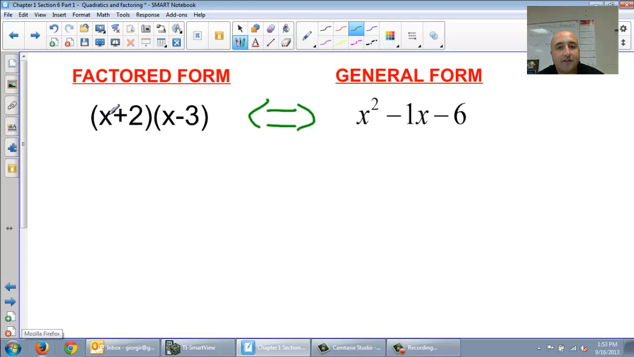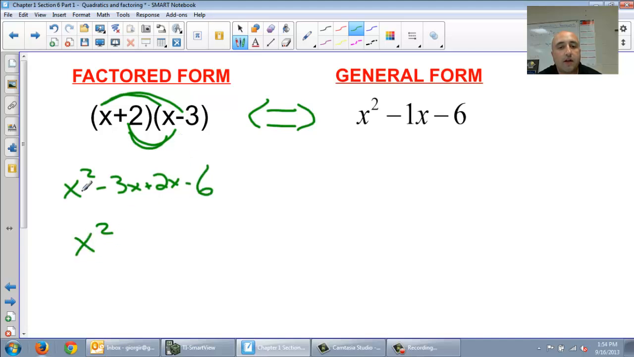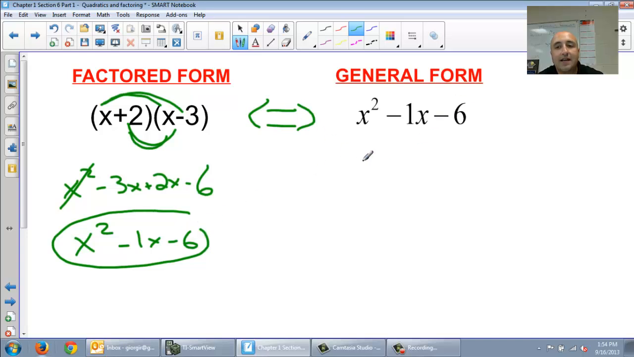So let's take this left and let's FOIL. X times x is x squared. X times negative 3 is negative 3x. 2 times x is 2x. 2 times negative 3 is negative 6. So let's add our like terms. X squared. Negative 3 plus 2 is negative 1x, and then we have a minus 6. Notice that is the same thing as our general form.